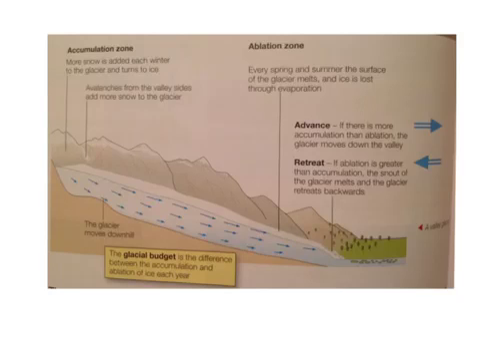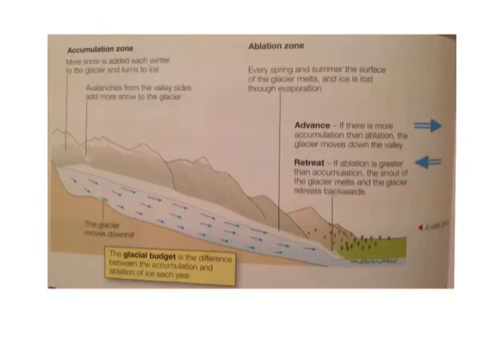So this diagram shows us exactly the same information as the previous slide, but what's important is this bit around here. So this ice, as it's coming down the valley, will advance if there's more accumulation than ablation. In other words, if more snow's been added up here in the accumulation zone than is melting down here in the ablation zone. However, the ice will retreat back up the valley if the ablation is greater than the accumulation. So the snout of the glacier melts and the glacier retreats back up the valley.